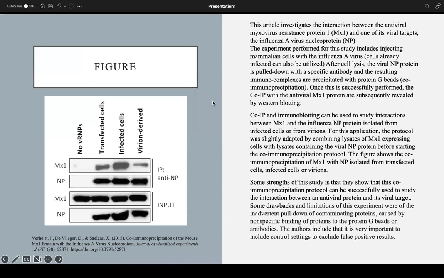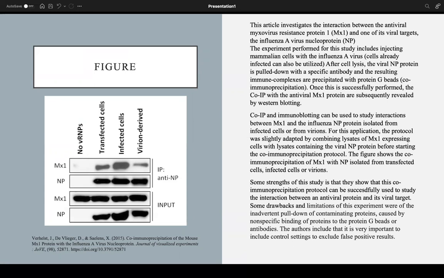This figure is from an article called Co-immunoprecipitation of the mouse MX1 protein with the influenza A virus nucleoprotein. The article investigates the interaction between the antiviral myxovirus-resistant protein, or MX1, and one of its viral targets, the influenza A virus nucleoprotein, or NP. The experiment includes infecting mammalian cells with the influenza A virus, and the authors also note that cells already infected can be utilized to begin the study.